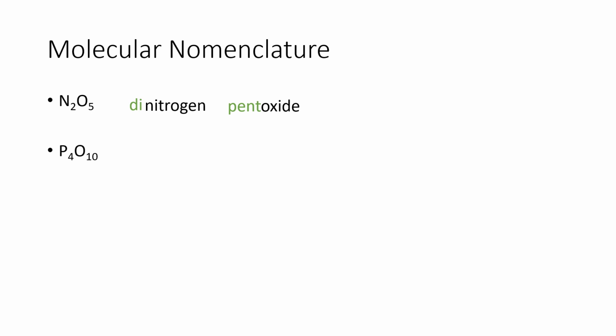Look at P4O10. P is phosphorus. The subscript of 4 is tetra. O is oxygen. So again, you change the ending to IDE, so it's oxide. And the prefix for 10 is deca. And note that you can drop the A whenever it's followed by oxide or something with another vowel.